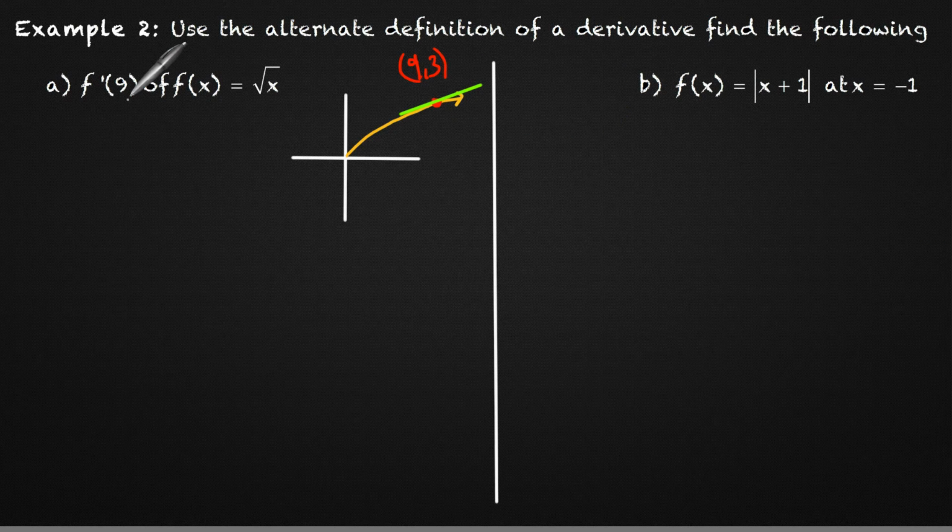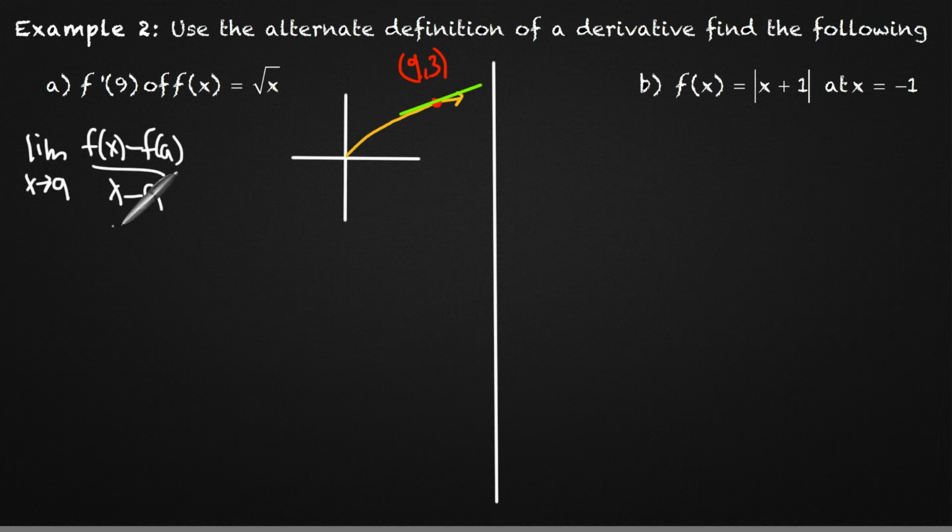Since we know the point, we can use the alternate definition, which is the limit as x approaches a of f of x minus f of a over x minus a. And I think you'll find that this formula is a lot easier to use than the other one if you have a point. You can only use it if you have a specific point. So let's go ahead and do that.